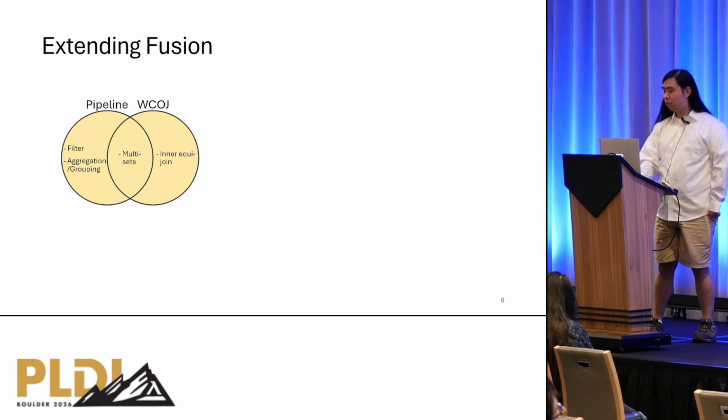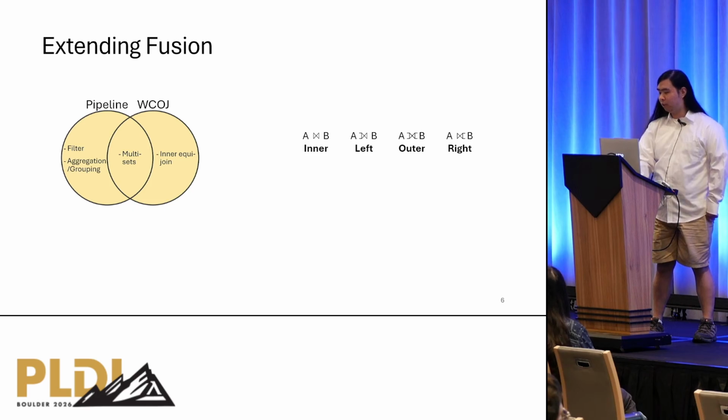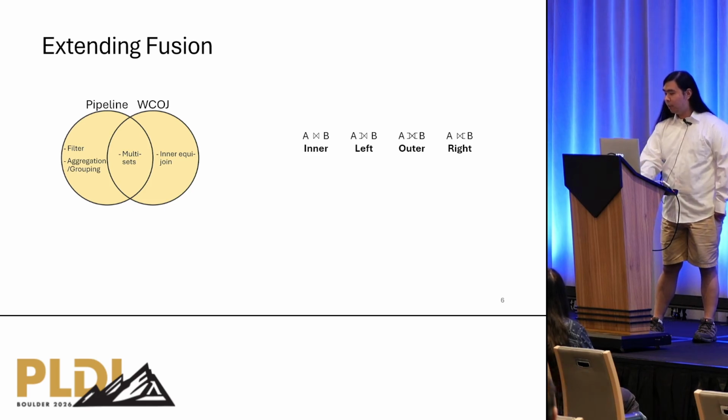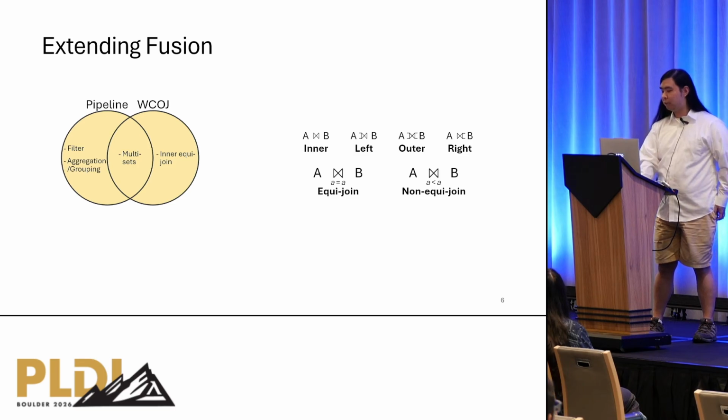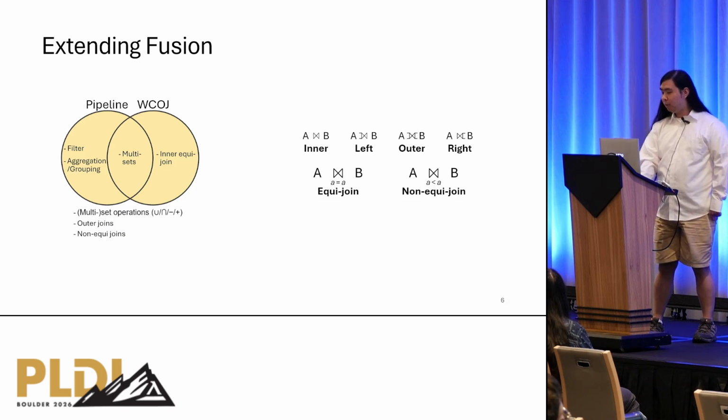But there are many other operations that cannot be fused by these systems. For example, inner equijoins are only one type of join used by relational queries. In addition to inner joins, we have 3 other types of joins, left, right, and full outer joins, which are collectively termed outer joins. And non-equi joins, in contrast to equi joins, allow for arbitrary predicates as their join condition, not just attribute equality. Finally, we would like to support set operations, such as union and intersection. Our compiler system extends fusion to all of these operations in the diagram.